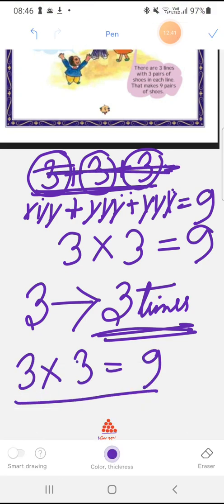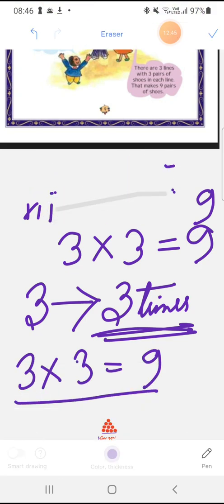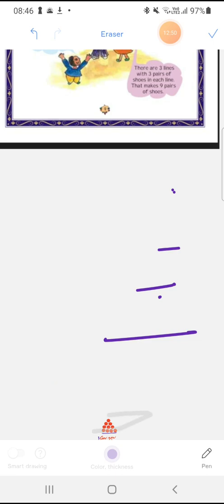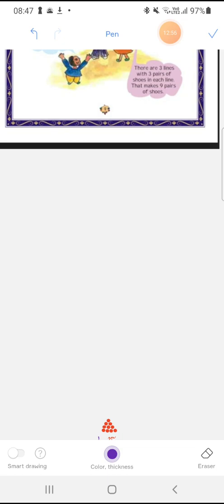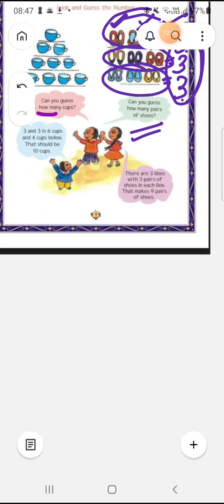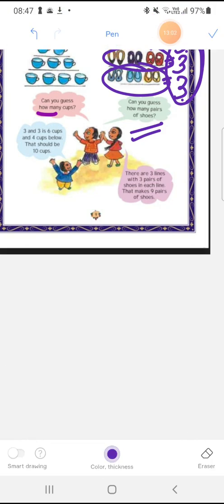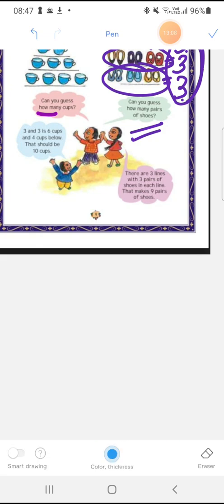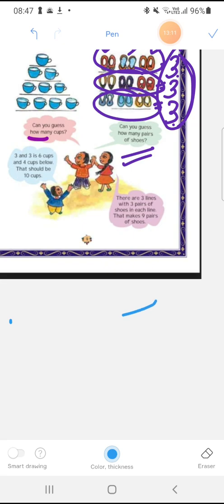So let me erase it, and let me write down the answer for you. You will also copy down in your copies. Okay, students? You have to copy down the answer in your copies. So let us see the question again. Can you guess how many pairs of shoes? Let me write down the question. You will also write down the question in your copies. You should learn how to write properly and clearly. So what was the question?